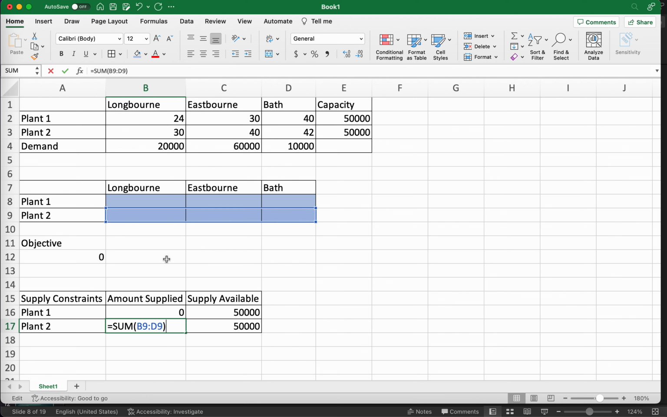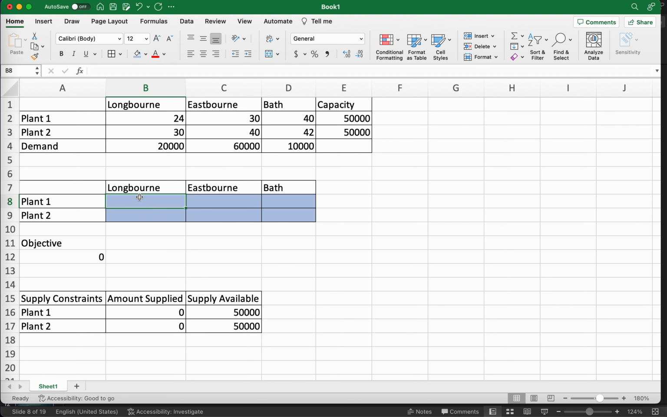This is all the supply that's shipped out of plant 2, and that has to be less than or equal to the supply that's available at that location, right? So 50,000 units are available. These 50,000 units will be somehow distributed to the 3 locations. So these numbers here, by the end of the day, this is where your final solution is going to show up.